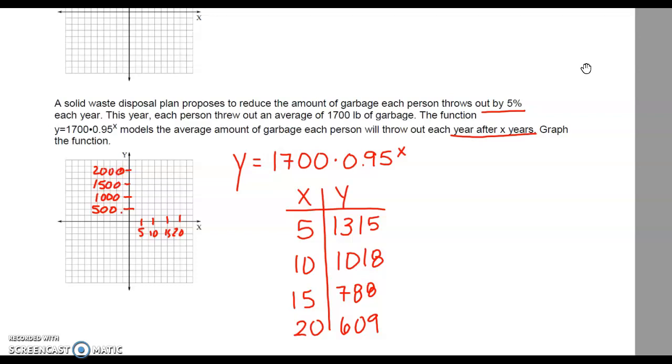So then at 5, I'm at 1,315. 10, I'm a little over 1,000. 15, I'm at 788. And then 20, I'm at 609. So we can see this exponentially decreasing towards 0. So those are some examples of some word problems.